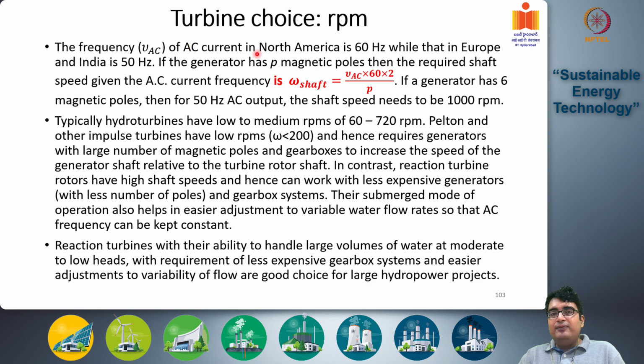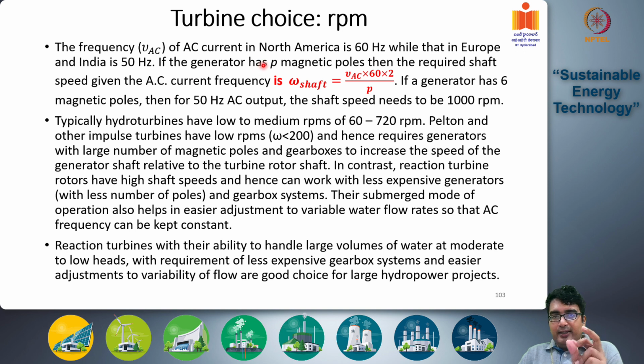The frequency of the AC current in North America is 60 Hz, while that in Europe or India is 50 Hz. Hertz is basically revolutions per second, correct? So its units are second inverse. So what this means is the AC fluctuation is 60 revolutions per second in the US, and in Europe and India it's 50 revolutions per second, the AC three-phase current waveform.